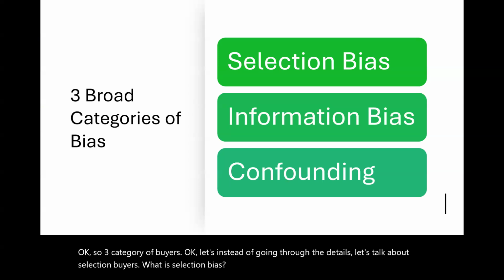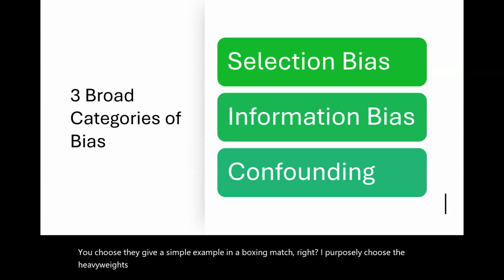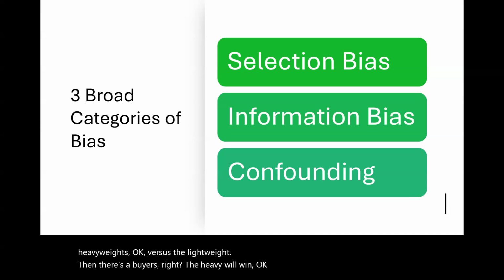You choose. They give a simple example in a boxing match, right? I purposely choose the heavyweights versus the lightweight. Then there's a bias, right? The heavyweight will win. So when you talk about selection bias, a lot of times, in a lot of experiments, right?